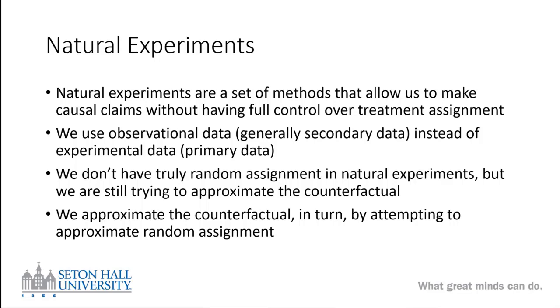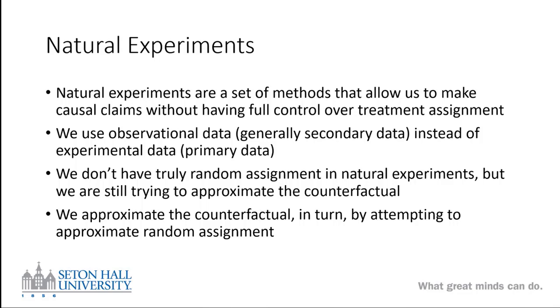So instead of randomly assigning participants to either treatment or control group, there has been some sort of treatment that happens out in the world, outside of our control. And then we use observational data. So it generally is secondary data that exists already, right? Like administrative data, something like that, instead of the experimental data that we generate.